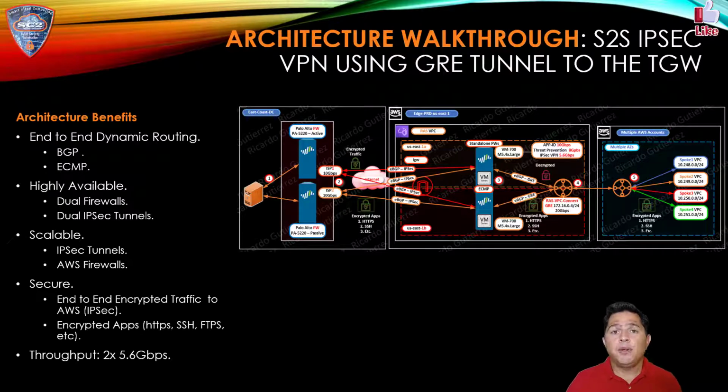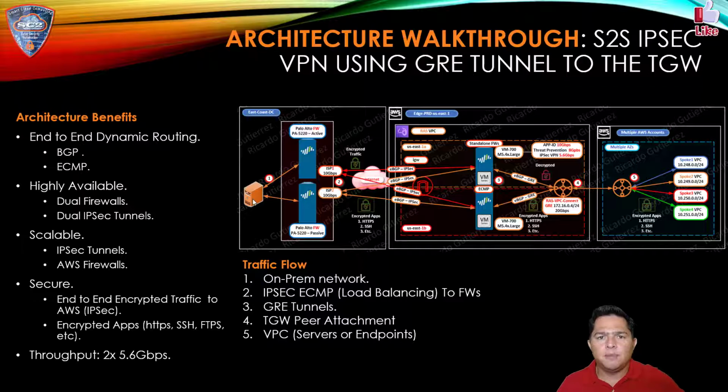The throughput you can expect from this solution is 2 times 5.6 gigabits. And what does that mean? That means that each VM700 can handle up to 5.6 gigabits per IPsec tunnel. And since you have 2 IPsec tunnels to the data center, that means you have 2 5.6 gigabit connections to AWS.